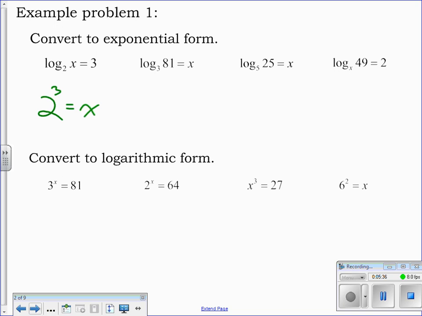Now, I'm not asking you to solve it here. We're not solving anything at this point. We're just rewriting them, because you've got to be able to rewrite before worrying about solving. We will be solving in a little bit. Right now, we're just rewriting them. So log base 2 of x is equal to 3. What I'm saying is, what number do I raise 2 to, to get x? Or 2 to what power gives me x?